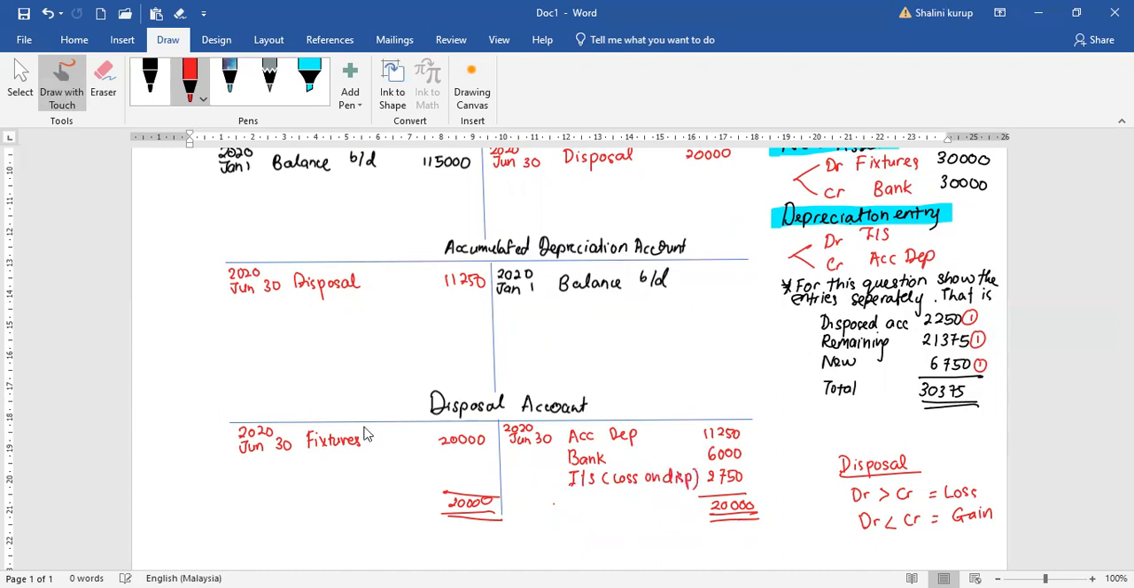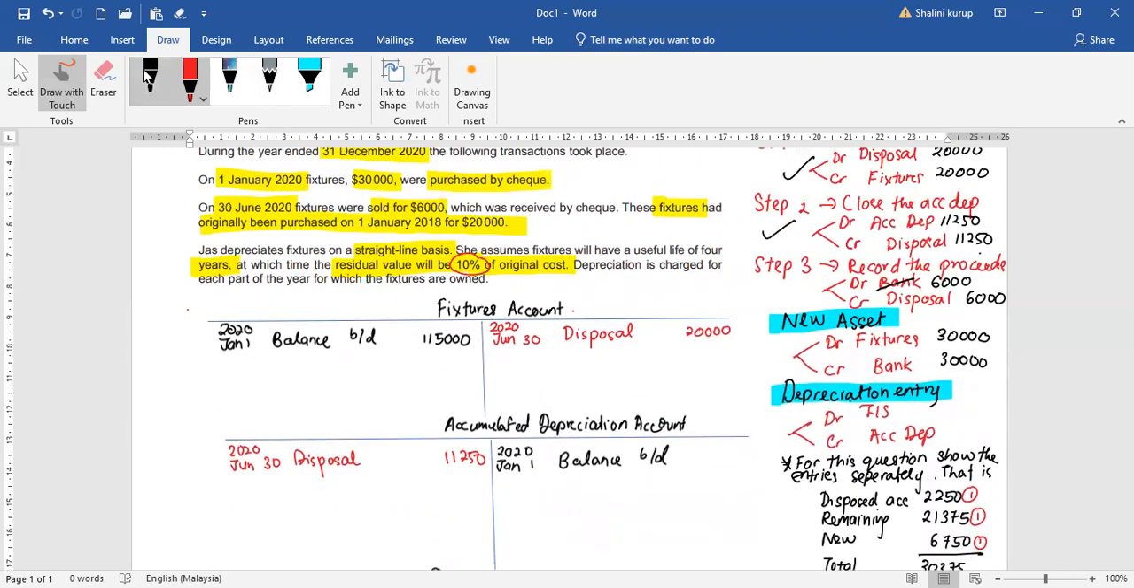Okay, so we have completed step 1, step 2 and step 3. So we are done with the disposal account, and we have also found out the loss or the gain. In this case it's a loss. Now let's go to the two more entries that we have here. For fixtures, we bought a new asset on the 1st of January, so there is no necessity for you to write the date because it's the same date. Therefore, you just write here bank, and the bank will be 30,000.